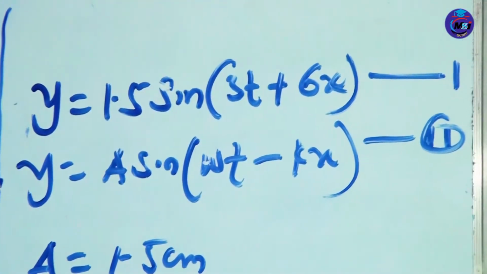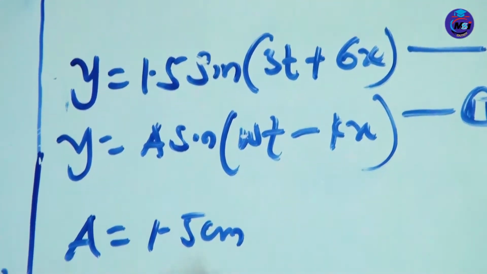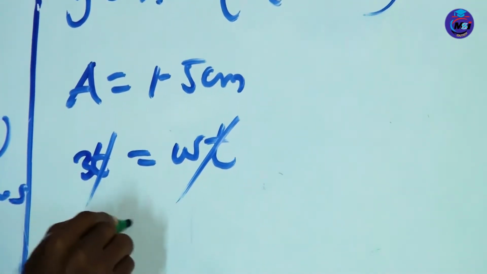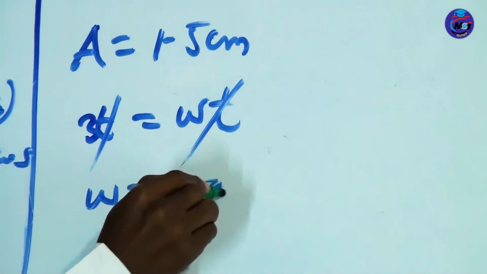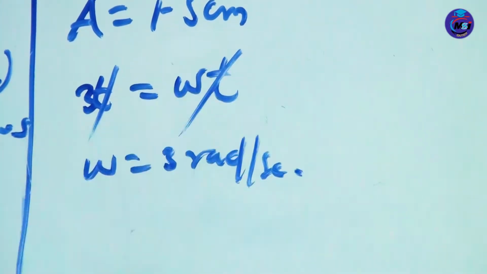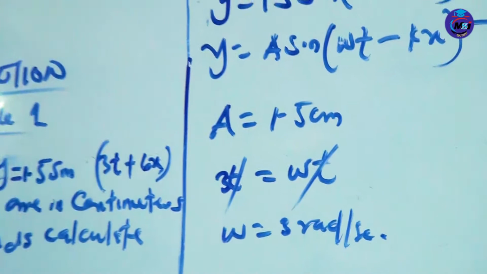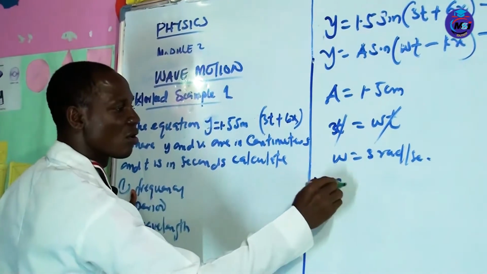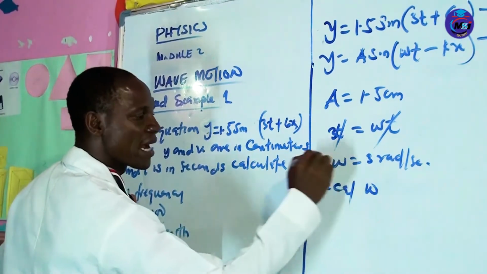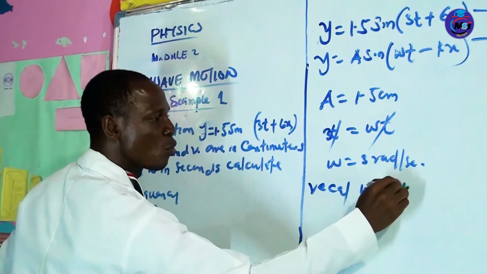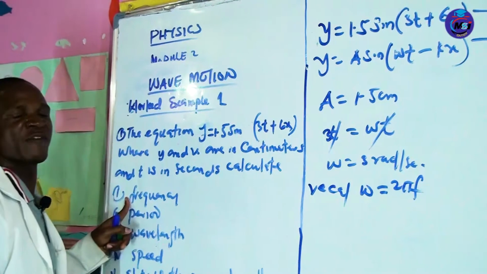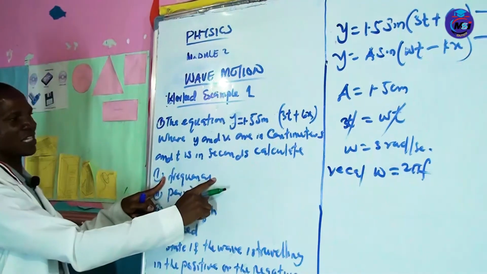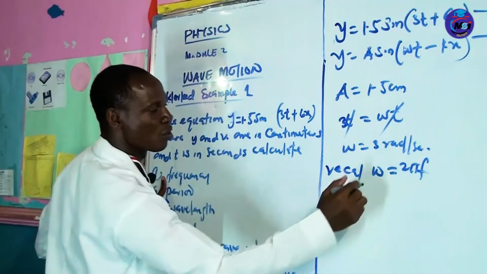Omega t. So if I say 3t is now equal to omega t, I remove one t here, and we have omega equal to 3 rad per second. That is the angular frequency. Now to get the frequency, you quickly recall that the expression for omega is 2 pi f. And what we are looking for here is f, the frequency, number 1.